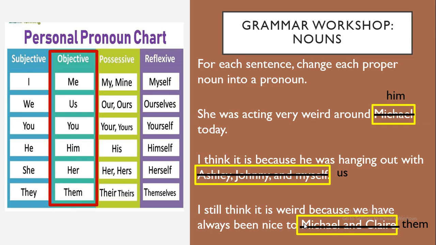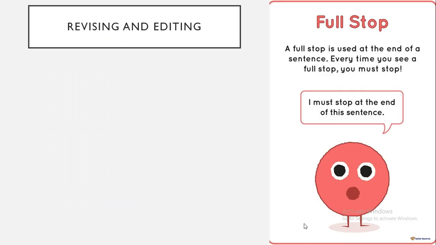And so, moving on into your revising and editing for today, moving away from the capitalization and going into punctuation. The punctuation that you're going to learn about today is a full stop. A full stop is also known as a period, you all. You do not have to say full stop, but it's a period. So, a period is used at the end of a sentence, and you pause every time you see one. For example, I must stop at the end of this sentence, period. And so I would pause.